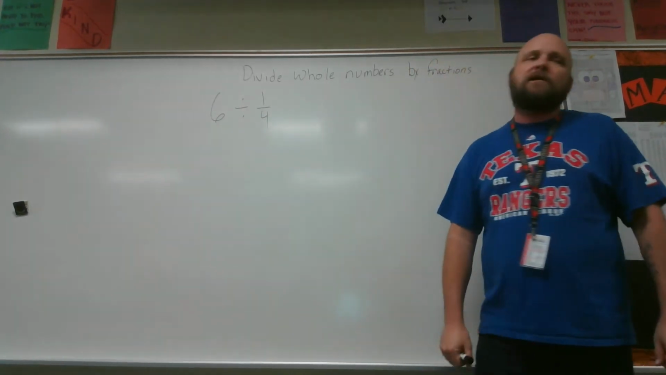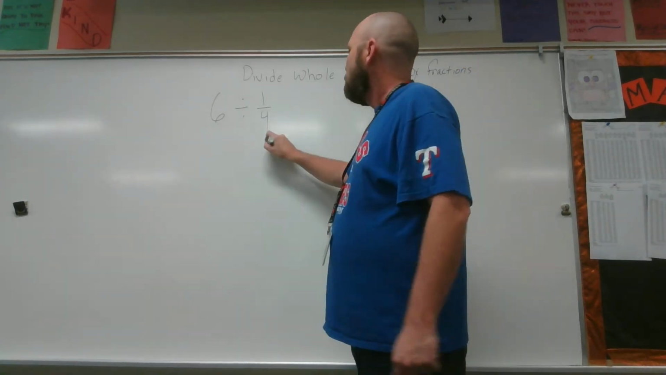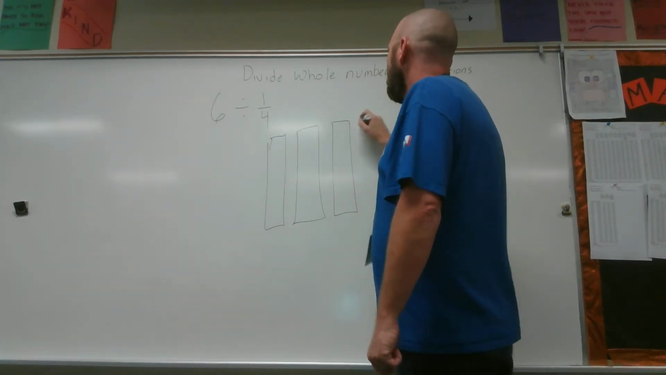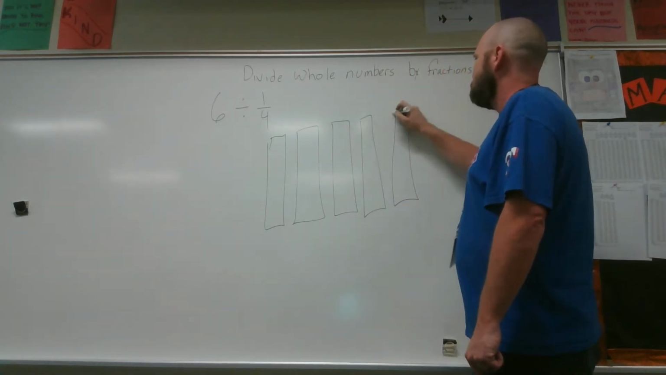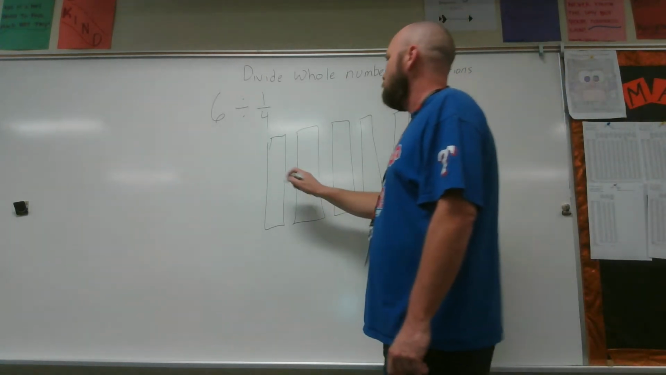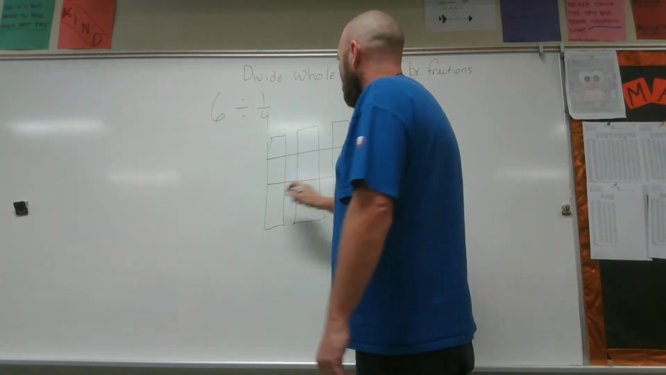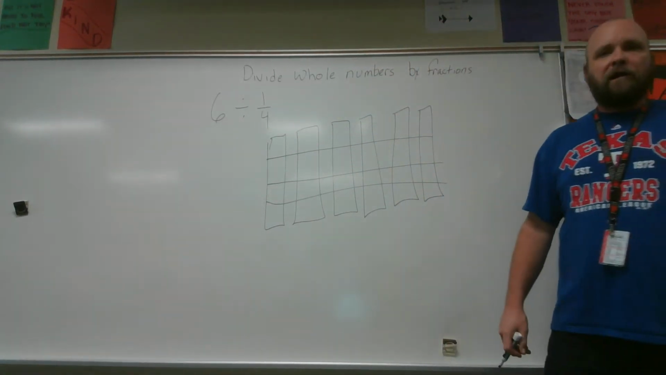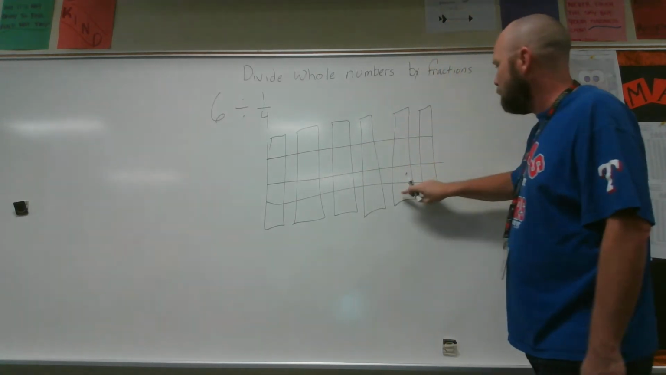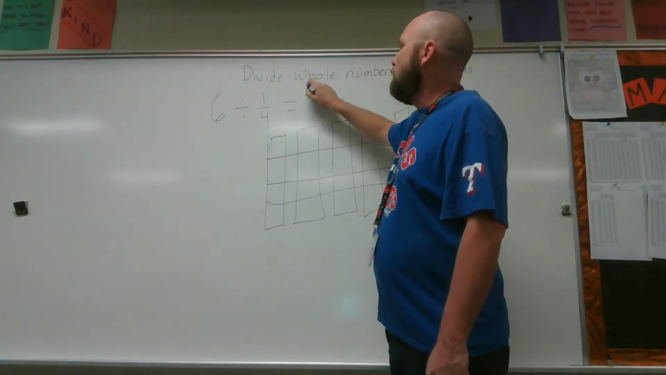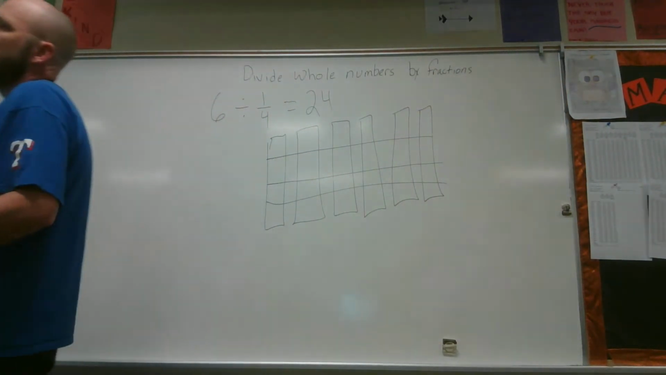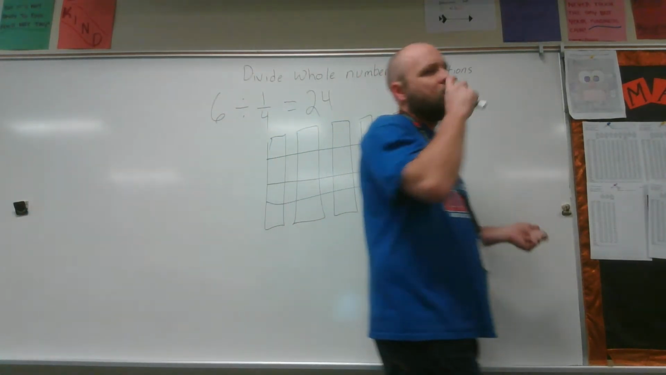So in this case, we have 6 divided by 1/4. We're going to take our dividend, which is 6. I'm going to draw 6 of these. And it may be written in different ways. So we have 6 wholes. We're going to divide that by 1/4. So each of these wholes is divided into fourths. Your answer is how many ever wholes there are. There are 1, 2, 3, 4, 5, 6, 7, 8, 9, 10, 11, 12, 13, 14, 15, 16, 17, 18, 19, 20, 21, 22, 23, 24. 6 divided by 1/4 equals 24. So anytime you're dividing a whole number by a unit fraction, you're going to get a whole number as your answer.